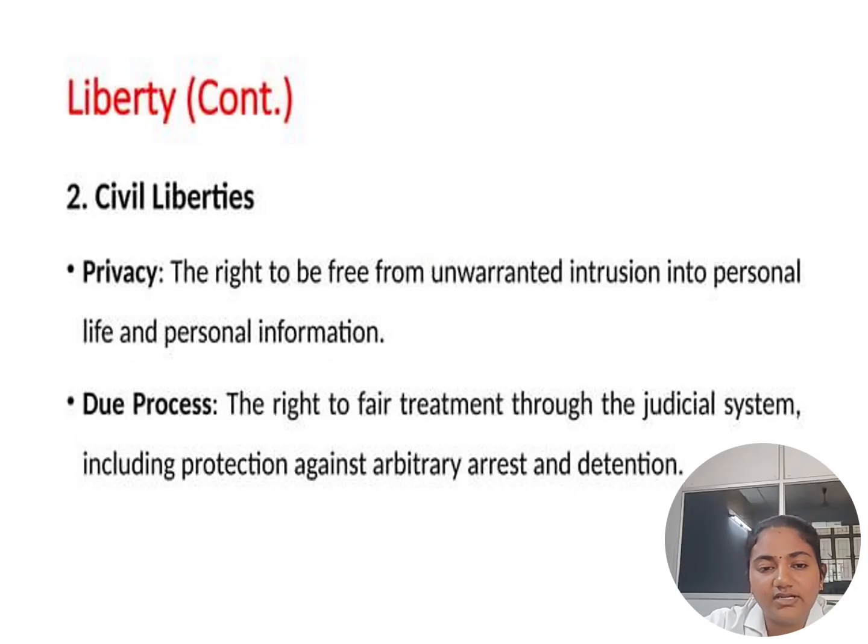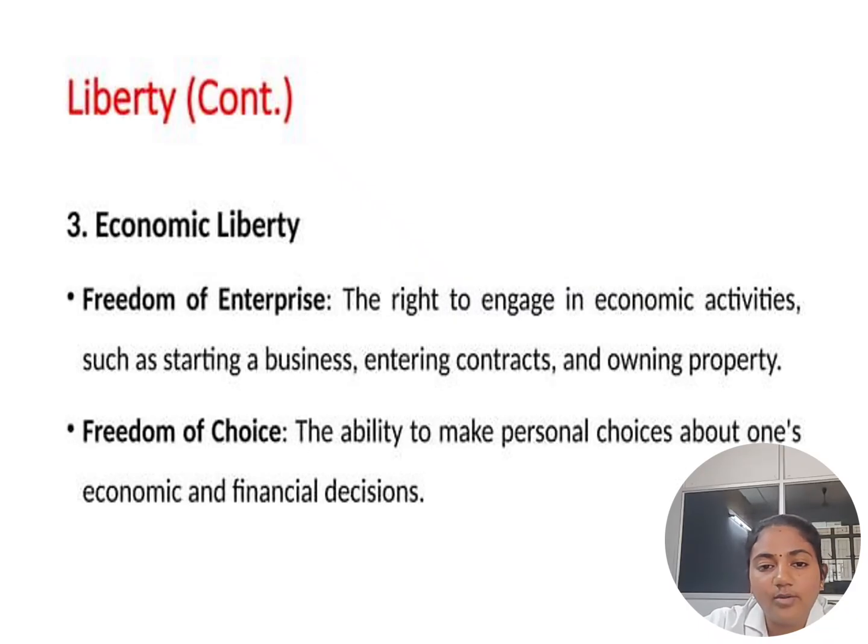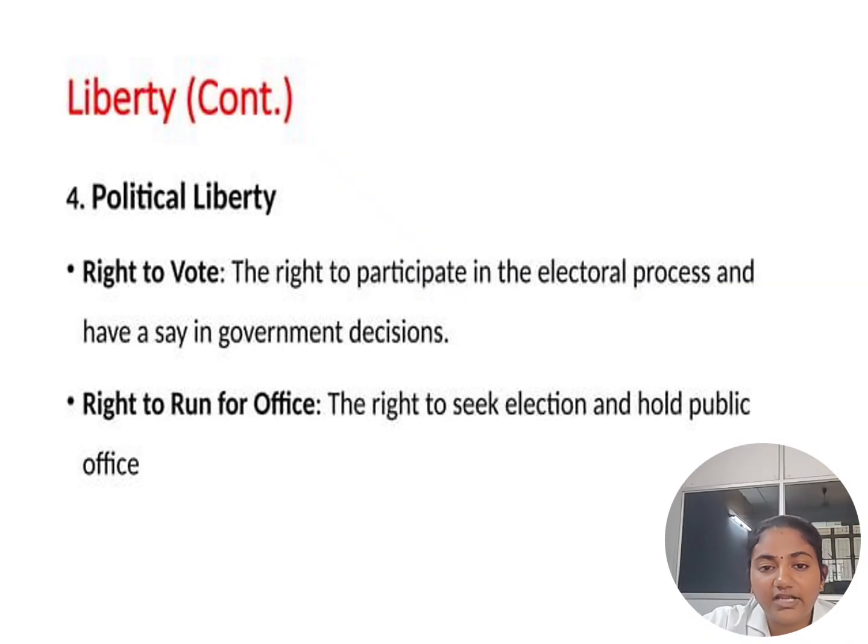Then civic liberties are privacy and due process, where privacy is the right to be free from unwarranted intrusion, and due process is the fair treatment of the judicial system. Economic liberty is freedom of enterprise or freedom of choice. Political liberty is where we have the right to vote and the right to run for public office, or whatever it may be.